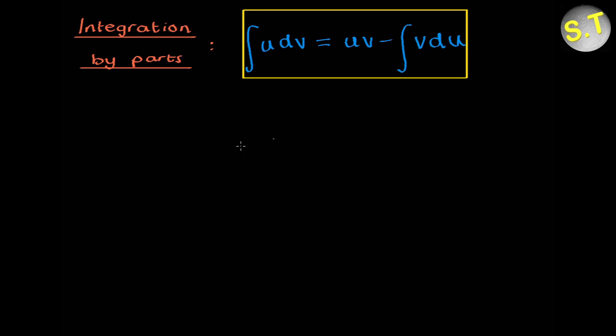If we are asked to evaluate the integral of x times the cosine of x with respect to x, straight away we can see that we can't use integration by substitution that we saw in the previous video, because we don't have an expression which contains a function and the derivative of its function.